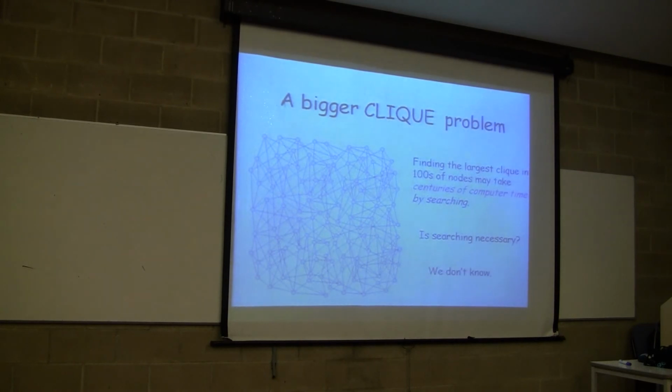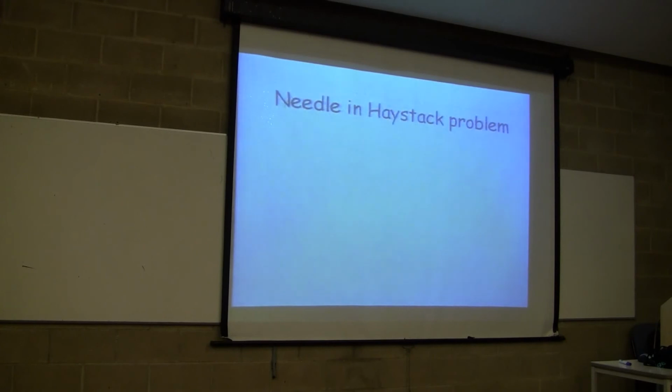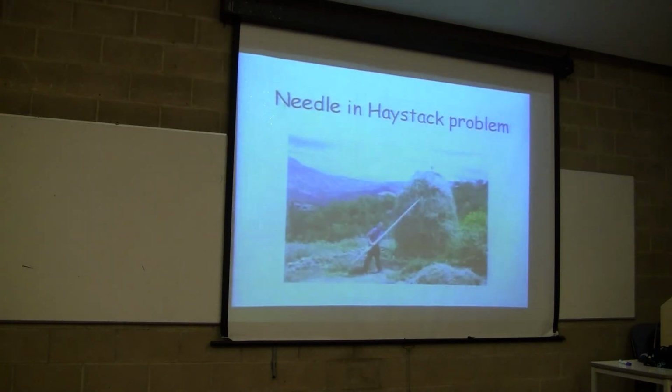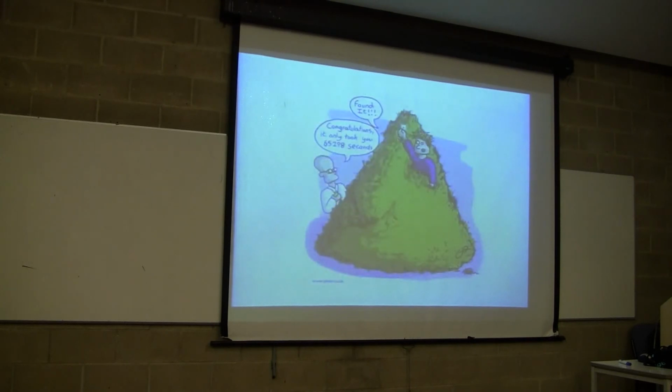So both the clique and the factoring problem are examples of what I would call needle in the haystack problems. In case you're familiar with haystacks, here's an example. Big pile of hay, and somewhere in there is a needle. To search for that needle, if you can imagine, is going to take a long time. Here's a cartoon sort of giving the idea. Somebody actually found the needle after searching. So, anything we can find on the internet these days.